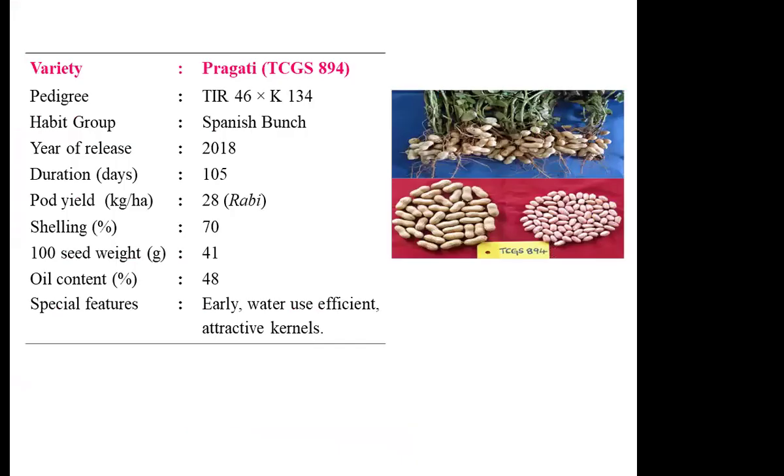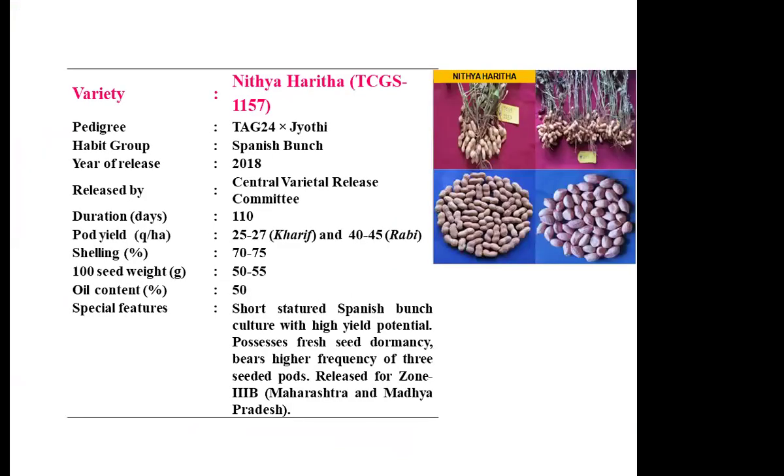One more culture that has come out of that breeding program is Pragati. It was recently released in 2019-20, I think. And it is for Zone 3B, Rabi season. Highly acceptable pod and seed traits, a short statured variety with all the desirable attributes. Next slide, please.